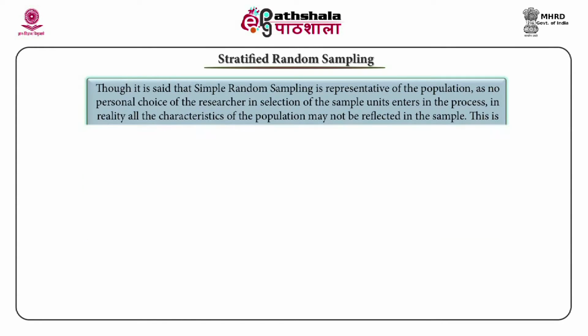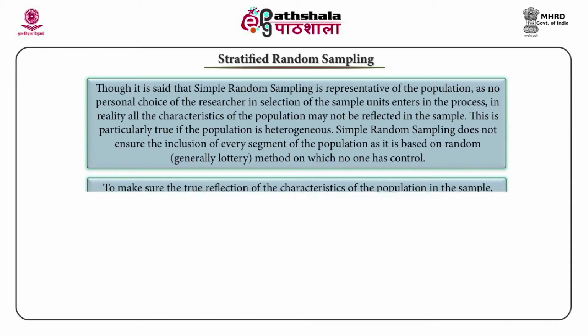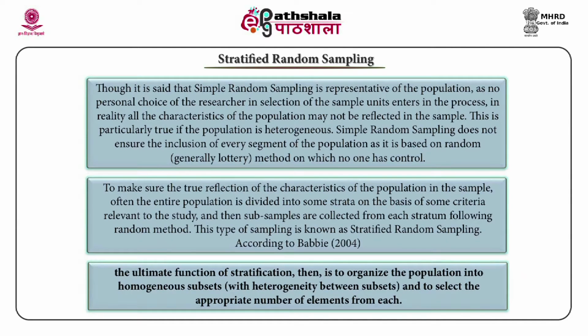Stratified random sampling is also a type of probability sampling. Simple random sampling does not ensure the inclusion of every segment of the population, as it is based on a random, generally lottery method, on which no one has control. To ensure the representativeness of the sample, often the entire population is divided into some strata on the basis of some criteria relevant to the study, and then subsamples are collected from each stratum following a random method. This type of sampling is known as stratified random sampling.